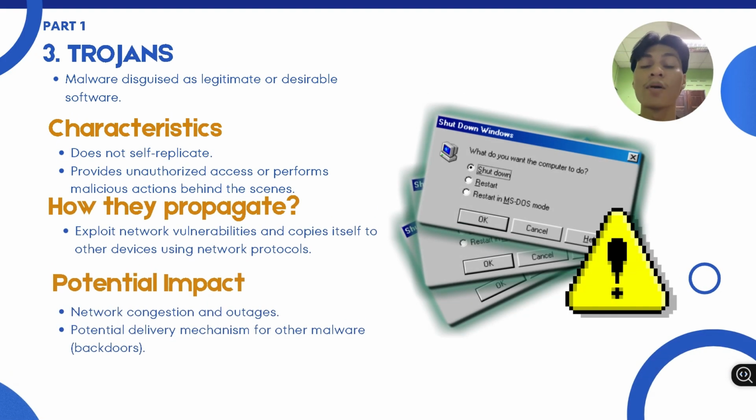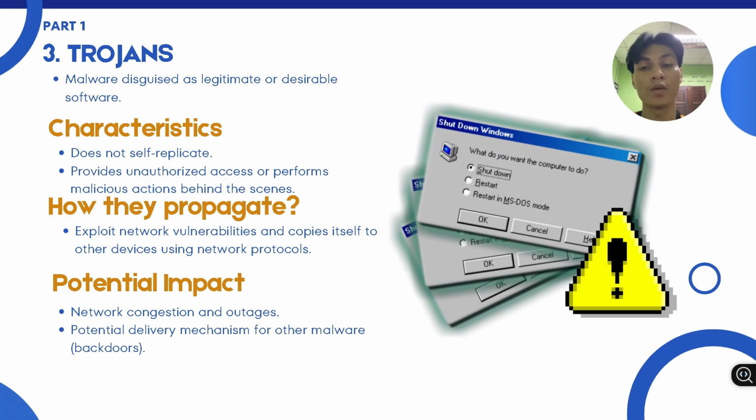So the third type of malware is Trojan horses, commonly known as Trojans. Trojans are malicious programs that disguise themselves as legitimate or attractive software. For example, a Trojan may appear as a free application, software update, game, or email attachment. And once the user installs or opens it, the Trojan executes its malicious function in the background.